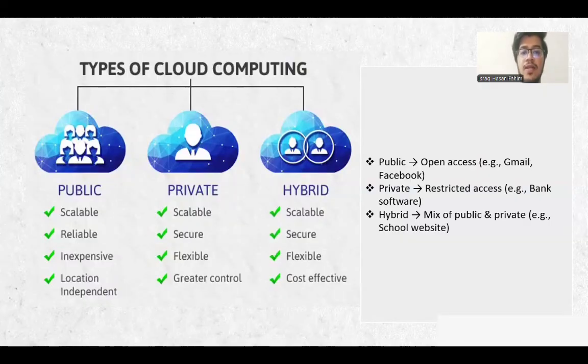Then, what is private cloud? Private cloud is restricted access. It's used by only one organization, like a bank's software where only employees can log in. Hybrid cloud is a mixture of both public and private cloud. For example, on our school website, the public can see notices, but private student results are locked.